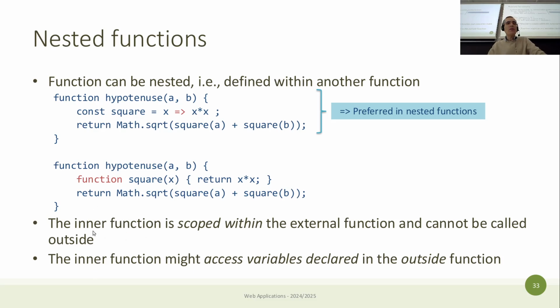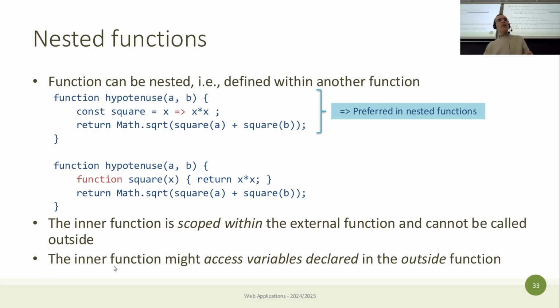The function inside the outside function, so the inner function, is scoped within the external function. It cannot be called outside. I mean, it's defined here. That's a reference to this function. And this function cannot be called outside, because square is a local variable of the function. And we say that the scope of the function is private, and also is not returned outside. So once the function has finished its execution, I cannot use square anymore.